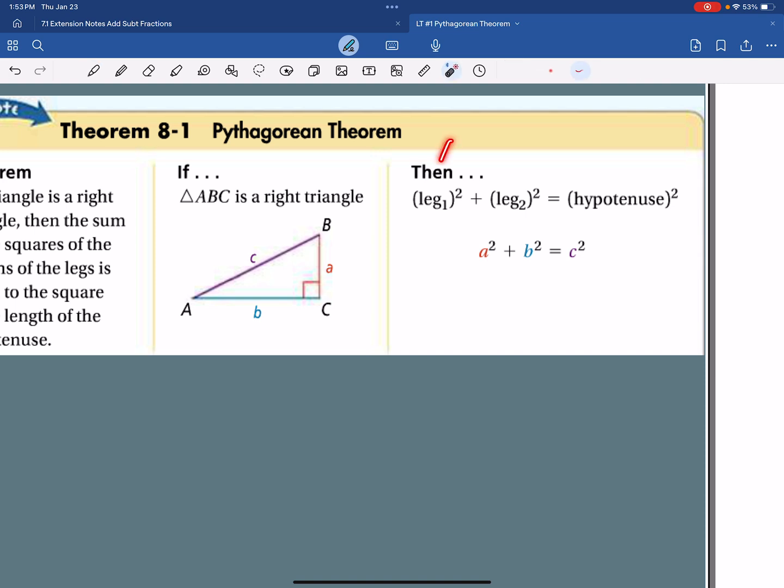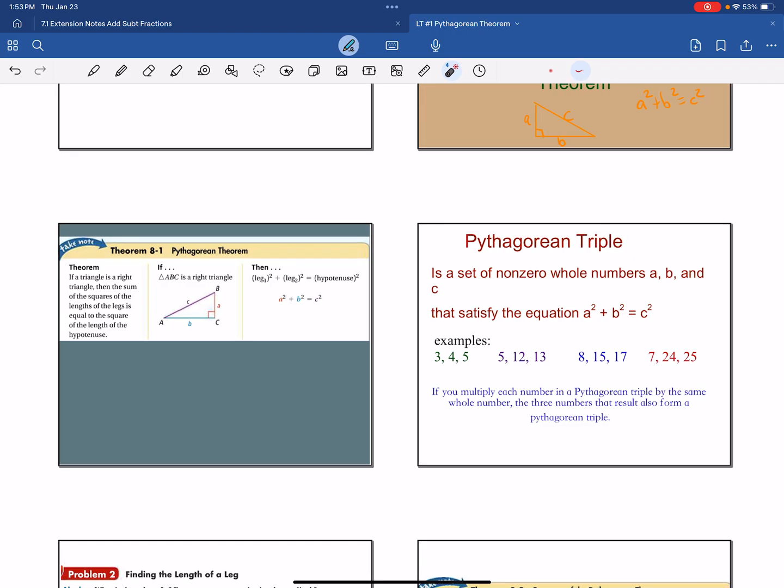Now keep in mind, it's the leg squared plus the leg squared is equal to the hypotenuse squared, and the hypotenuse is always the side opposite the 90-degree angle. So you got to make sure C is always the hypotenuse.